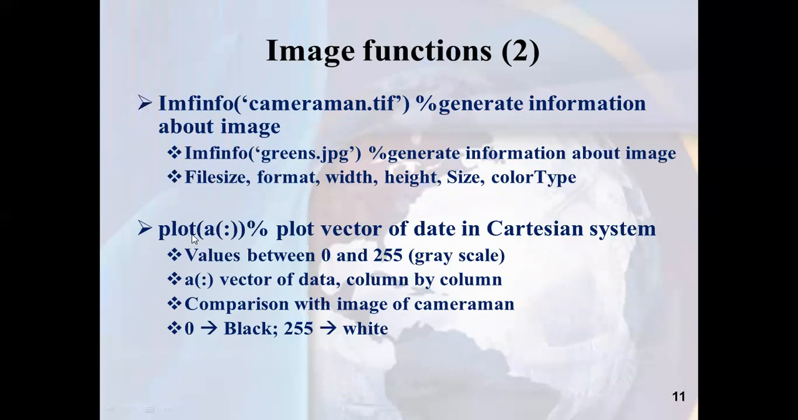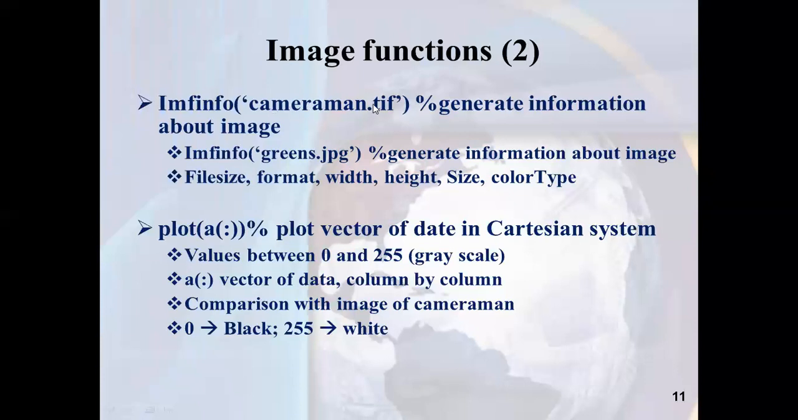Plot: first, to plot A colon, as we talked about in the first video, we transform the matrix A into a column vector constituted by all the elements of the matrix, built column by column from the matrix. So plot A is a Cartesian system where the different values between 0 and 255 are the ordinate, and since we have just one variable, the abscissa is the element number.